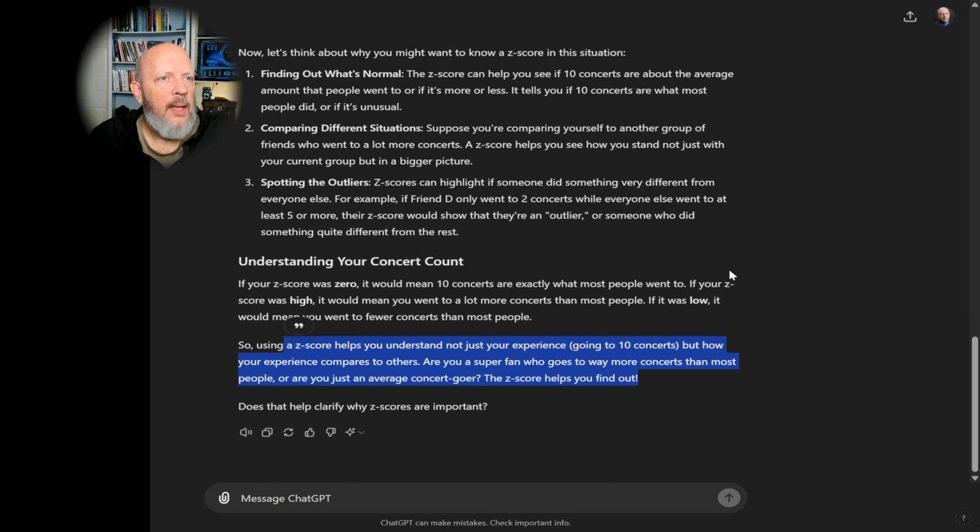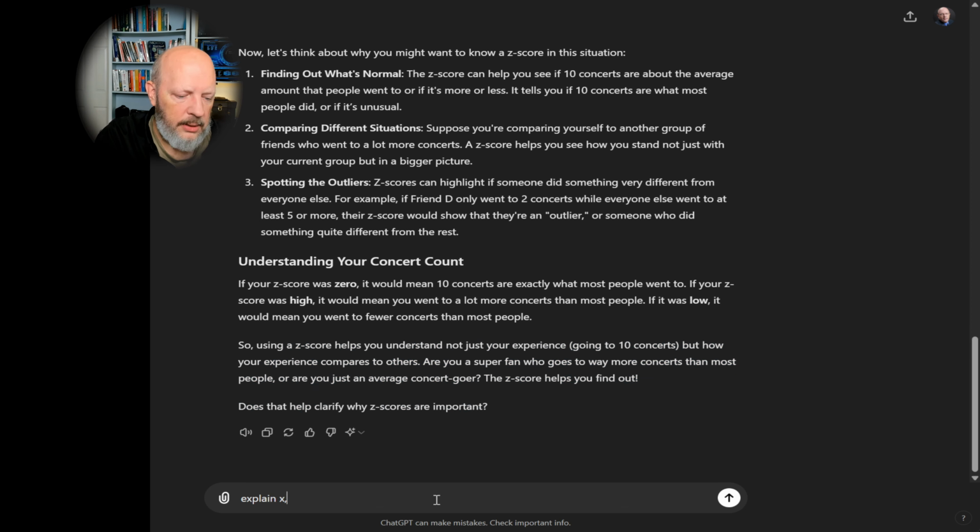So that's a little better way to use ChatGPT than just asking it to explain X, Y, Z. That's not really going to get you to the goal. If you're going to use ChatGPT, I want you to use it effectively, which I know sounds weird. Let's go back to the iPad.